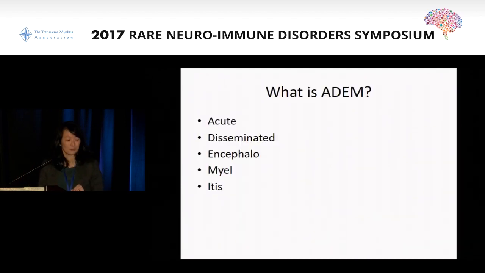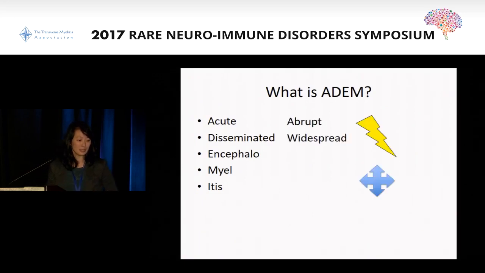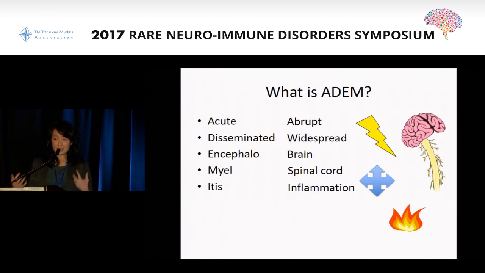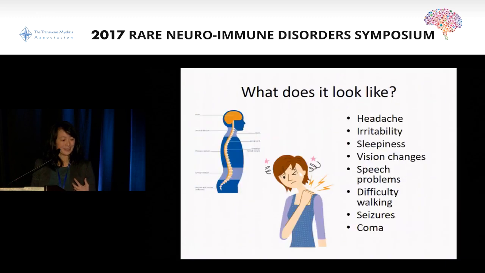So what is ADEM, besides being a mouthful? Acute means abrupt, disseminated means widespread, encephalo refers to brain, myelo to spinal cord, and itis means inflammation. So you have a condition that leads to abrupt, widespread inflammation in the brain and spinal cord. That sounds frightening. What does it look like?